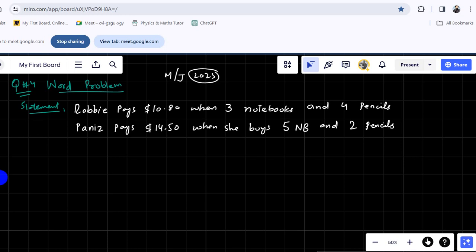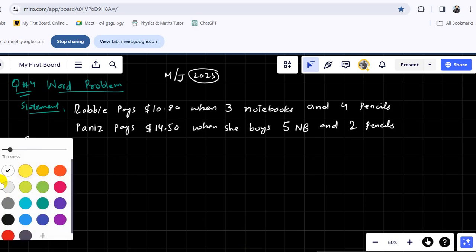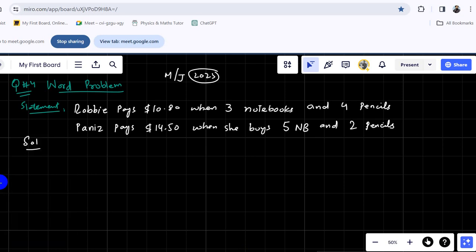So what will be the equations? Yeah, we can consider that notebooks is X and pencils, we can represent these pencils with Y, right?